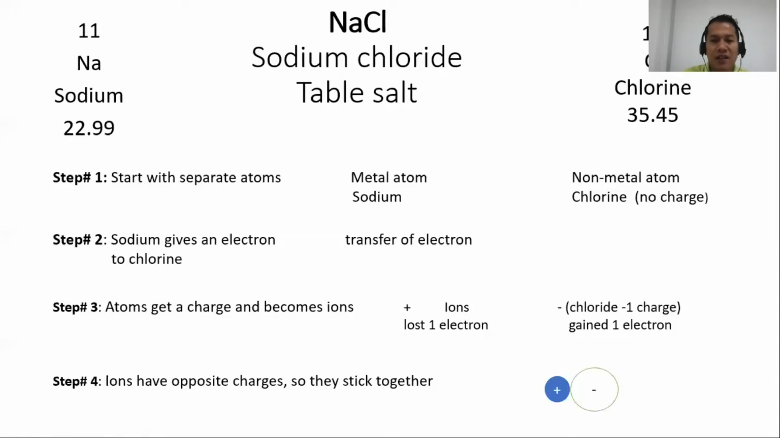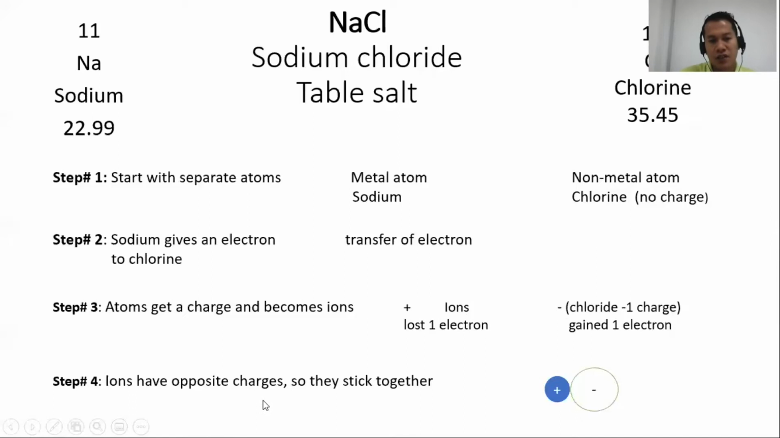Since they gained charges and they are opposite charges, what do they do when they have opposite charges? They stick together.